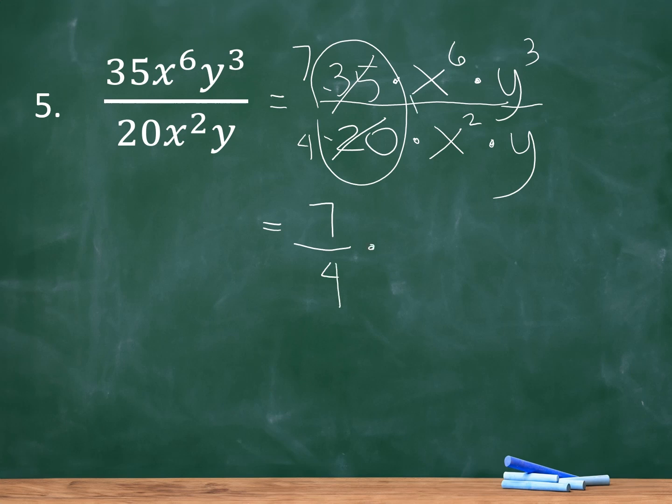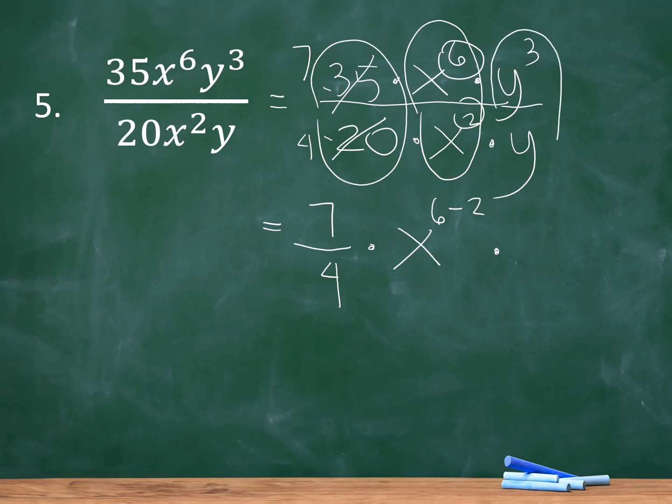Let's deal with the variable x. Copy the common base x, and then we subtract their exponents. 6 minus 2. Let's write it here, 6 minus 2 times. Now let's deal with the variable y. Now remember, we have an imaginary 1 here. So we copy the common base y and then we subtract their exponents, 3 minus 1. Let's write it here, 3 minus 1.